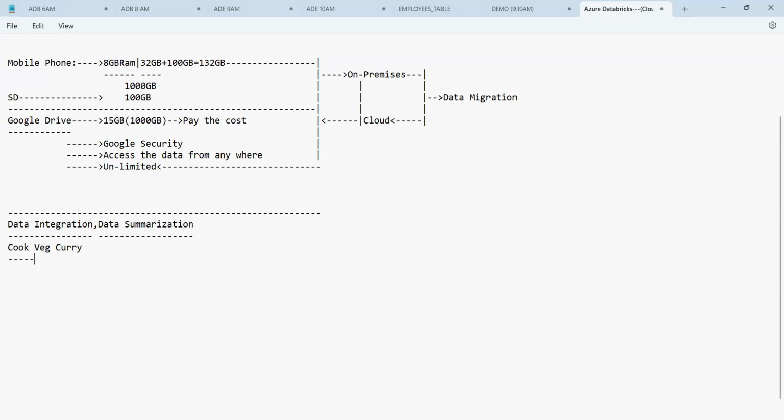When you want to cook a veg curry, the task is that you want to cook a veg curry. Whenever you want to cook a veg curry, the first task is that you will go to the market and get the vegetables. Am I right or not?